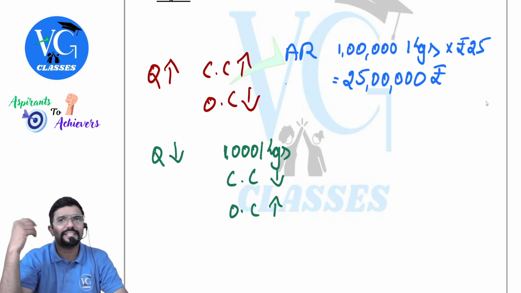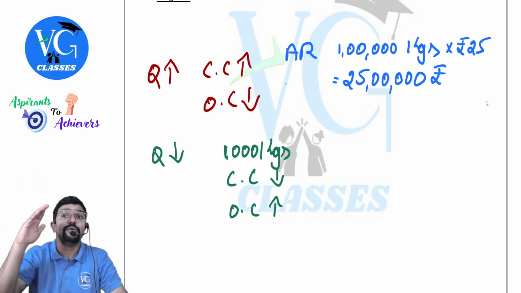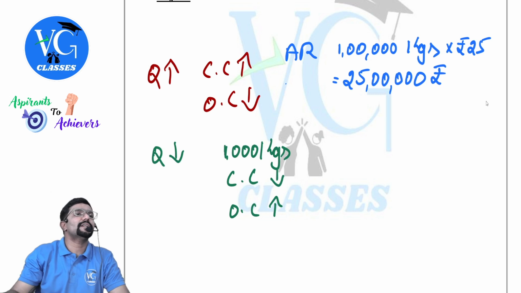Then you have to arrange for transportation, loading, unloading and all. So as the number of orders is more, ordering cost would be more. So how do we calculate the number of orders?